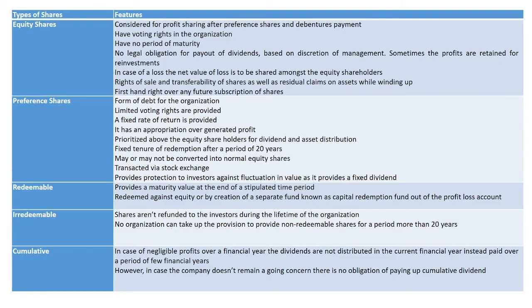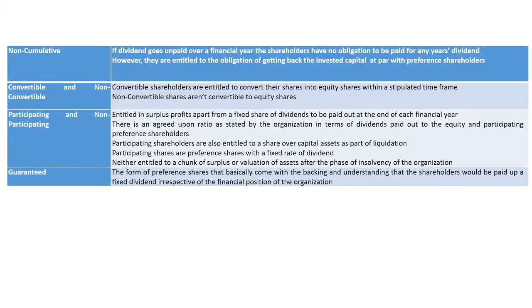Cumulative shares. In case of negligible profit over a financial year, the dividends are not distributed in the current financial year, but instead paid over a period of a few financial years. However, in case the company doesn't remain a going concern, there is no obligation of paying up cumulative dividend. Non-cumulative. If dividend goes unpaid over a financial year, the shareholders have no right to be paid for any year's dividend. However, they are entitled to getting back the invested capital at par with the preference shareholders.